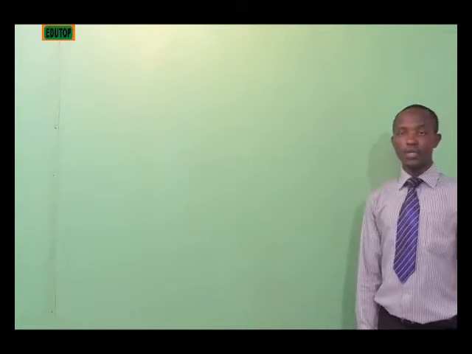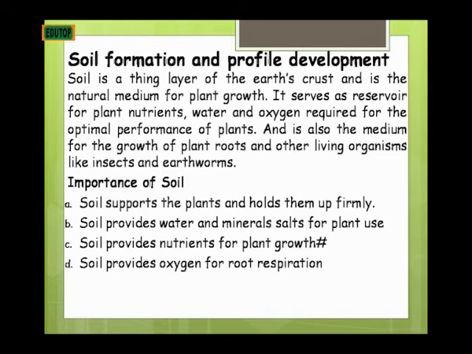Our next topic that we'll be looking at here is soil formation and profile development. Soil is a thin layer of the earth's crust and is a natural medium for plant growth. Although we have artificial media for plant growth, the natural medium that we have is the soil. The soil also serves as a reservoir for plant nutrients, water, and oxygen required for optimal performance of plants. And it's also the medium for the growth of plant roots and other living organisms like insects and earthworms.